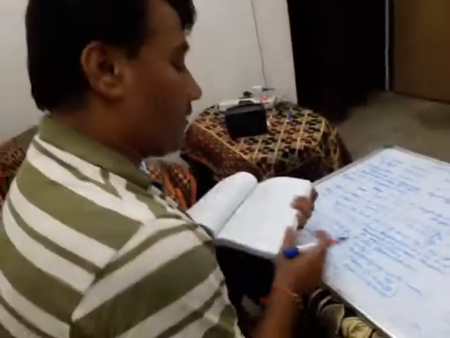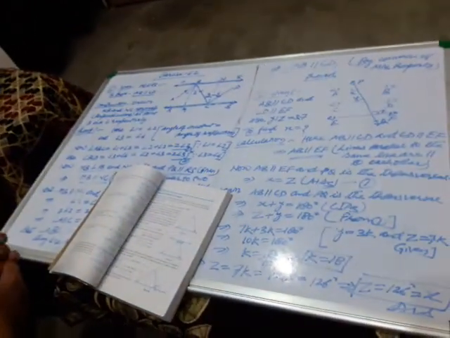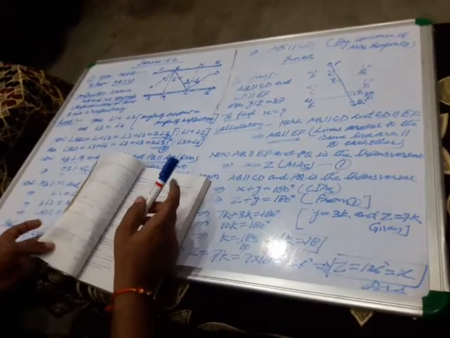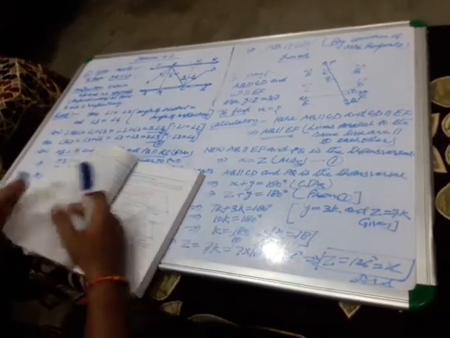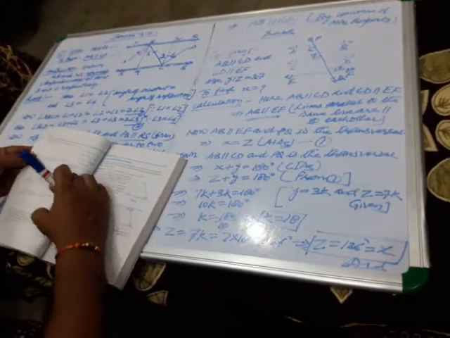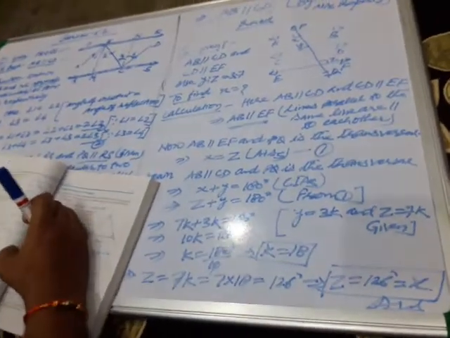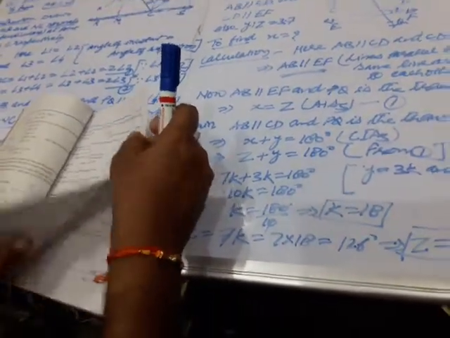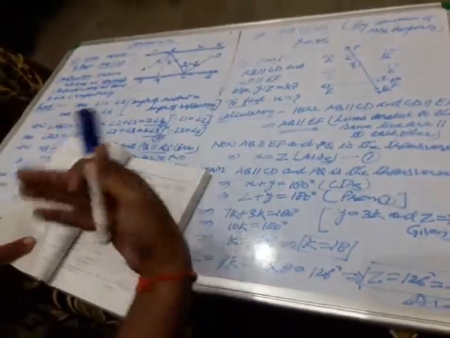So children, 2 questions are over. Now this exercise has only 6 questions. Out of 6, we have completed question number 6, which was important, and question number 2 also, and the remaining questions you can do yourself. They are simply based on the concepts of alternate interior angles, corresponding angles, and sum of interior angles on the same side of the transversal.